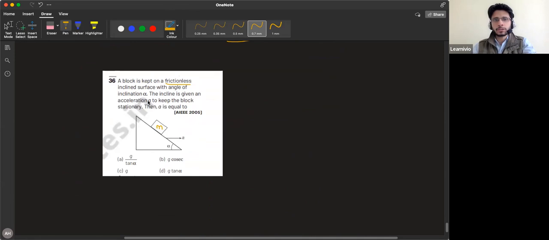But the question says you are accelerating the inclined plane so that the block remains stationary. So by accelerating this frame, which extra force is coming into the system, which is balancing this block? Pseudo force. So let's start with an observer on the inclined plane. If the inclined plane is accelerating in the right hand side direction, this block will experience a pseudo force in the left hand side direction. What will be the magnitude of that pseudo force?